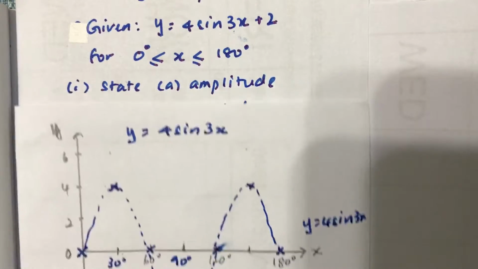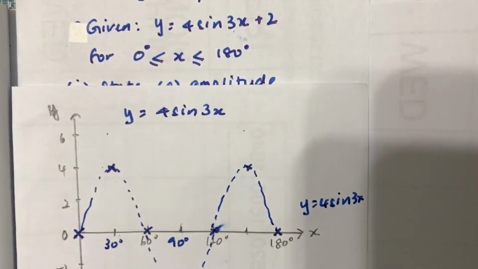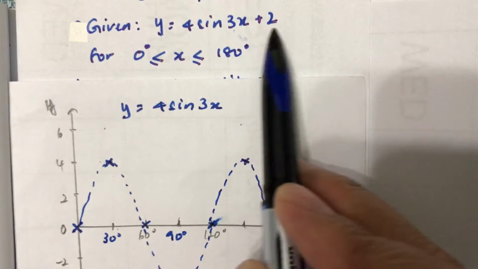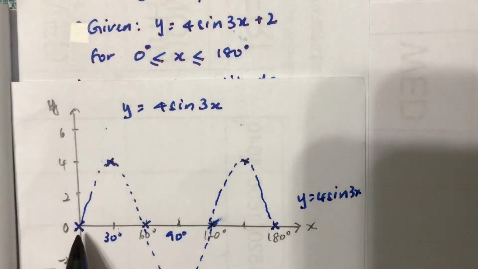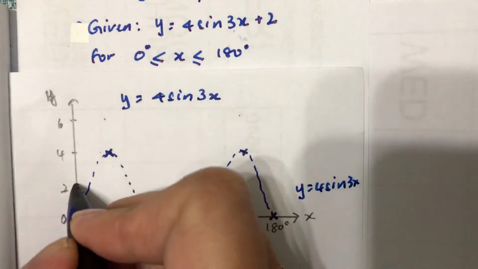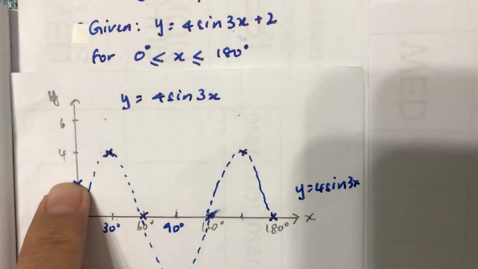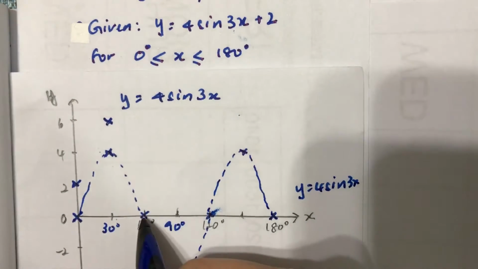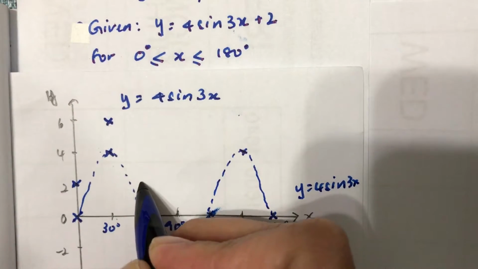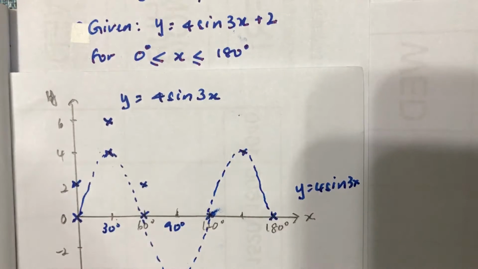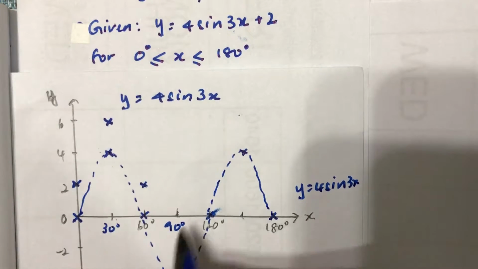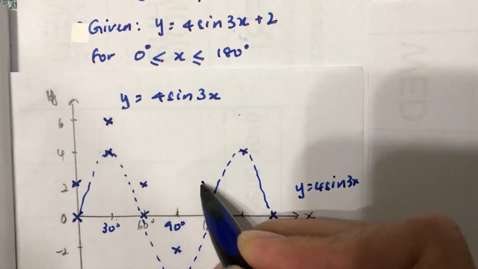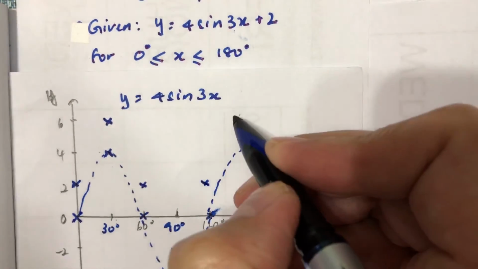So what happens when we have a +2? What we're going to do is move everything up by 2. Now if originally I was at 0, I'm going to go to 2. It moves up by 2 units. My maximum is also going up by 2. Now this point was originally at 0, so it's going to go up to 2. And this value was originally -4, which means that it will go up to -2. And the same thing happens for the second half cycle.